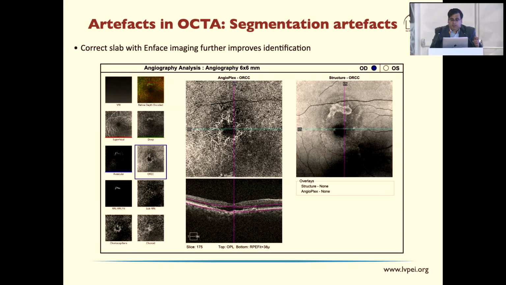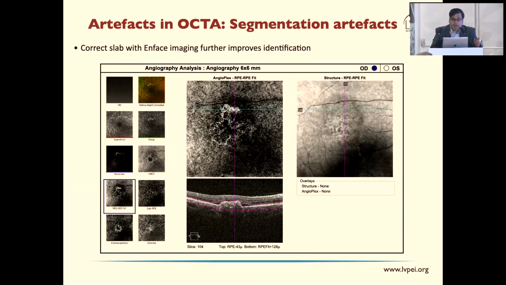Another example wherein we were trying to look at this particular lesion, which is visible here inside an SRF pocket and PED. This was the initial auto segmentation of the ORCC slab which had come from the machine. We went back, sat, took the cross to that particular PED area, properly corrected our segmentation, and we were able to see a large network with a cluster of vessels sitting right at that area. So the importance of doing a good segmentation is emphasized here.